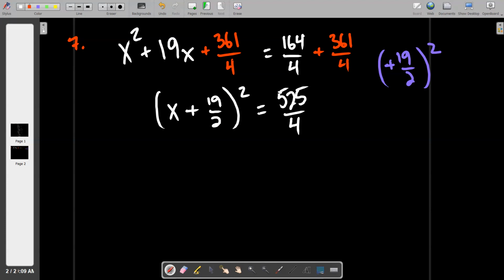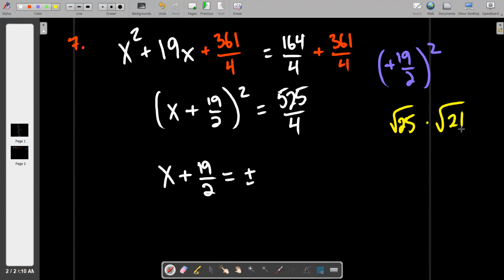So when I factor the left-hand side, I get x plus 19 twos. And then I immediately put my positive negative sign. And the root of 525 breaks down into the root of 25. There's my 25-cent piece, but like we said, it takes 21 of them to make that. So that becomes positive negative 5 root 21 all over 2.